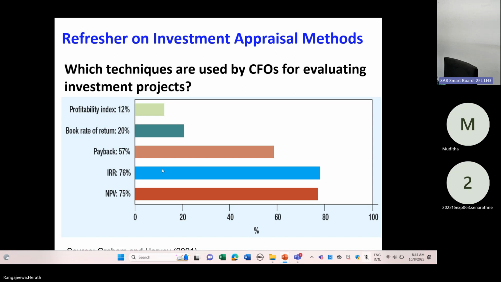What is IRR? Internal rate of return. IRR.